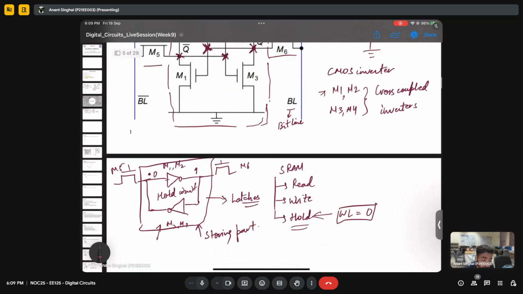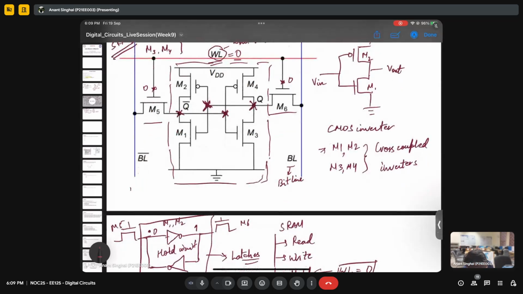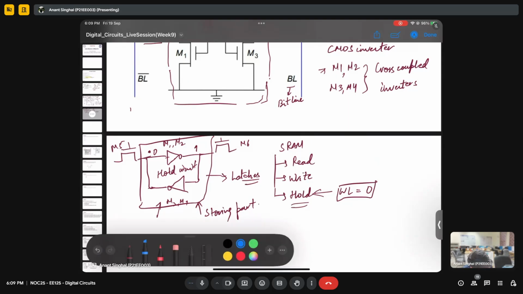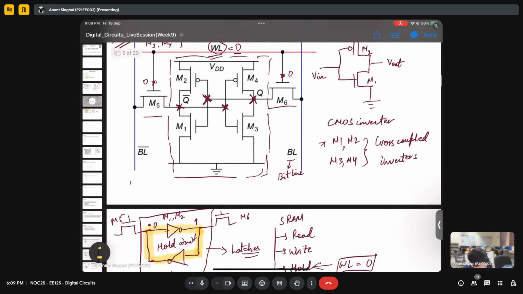Sir, when M5 and M6 are turned off, how are the inverters connected, sir? The inverters are already connected. This block is already connected. This connection is always there, right? M5 and M6 are connected externally to one of the inputs of those transistors, so you are breaking it from here, basically. You are open circuiting M5 and M6. Hence, you are only left with this latch circuit.